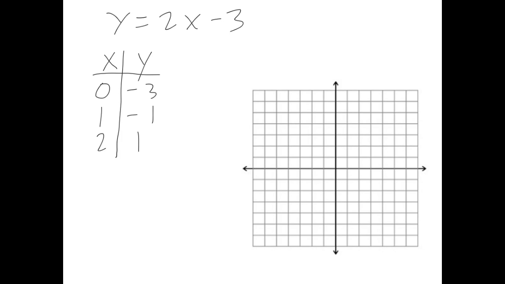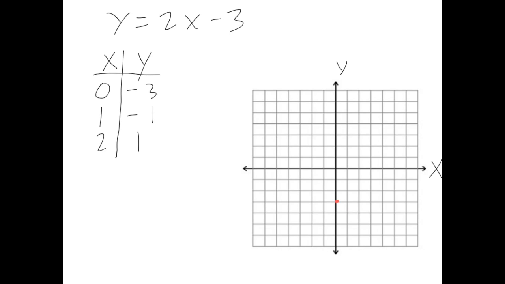Another way to do it is by looking at your slope and your y-intercept. So remember, as I just said, your slope is the number before the x, the 2 here, and your y-intercept is the number by itself, negative 3. It's minus 3, but we say that it's negative 3. So the first thing you want to do is look at your y-intercept. It's negative 3. So on your y-axis, and remember, your vertical axis is your y, your horizontal axis is your x, on the y-axis you plot negative 3.